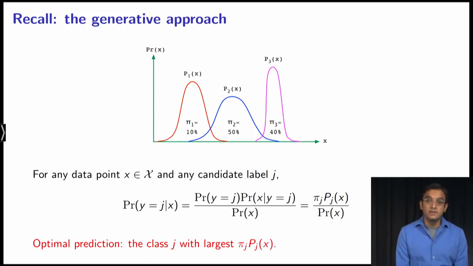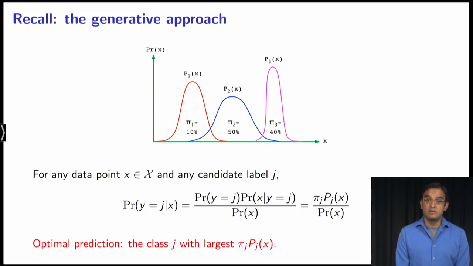So what we need to do here is to fit a distribution to each winery individually. For winery 1, we fit some distribution, say P1 of X. For winery 2, we fit a distribution P2. And we have a distribution P3, which captures the data from winery 3. We also need to know the probabilities of each of these labels. What percentage of bottles come from winery 1? That's pi 1. What percentage of bottles come from winery 2? That's pi 2. And pi 3. These pi's add up to 1. And once we have all this information, that's our model.